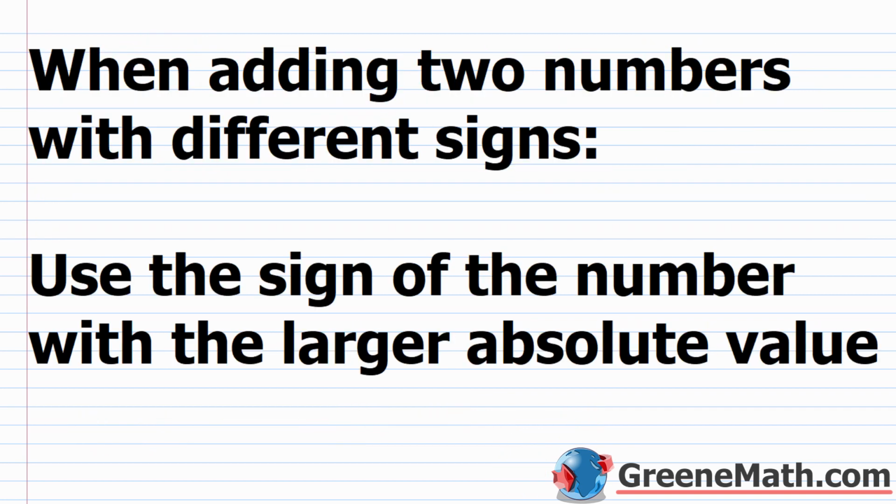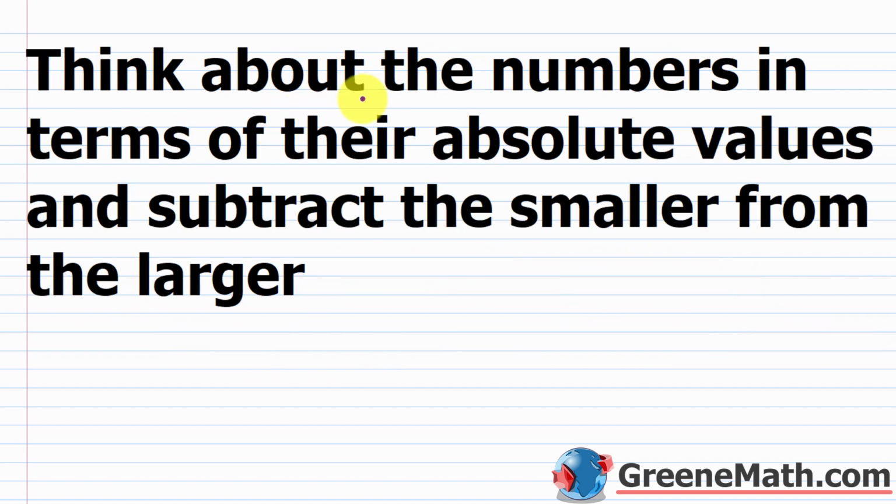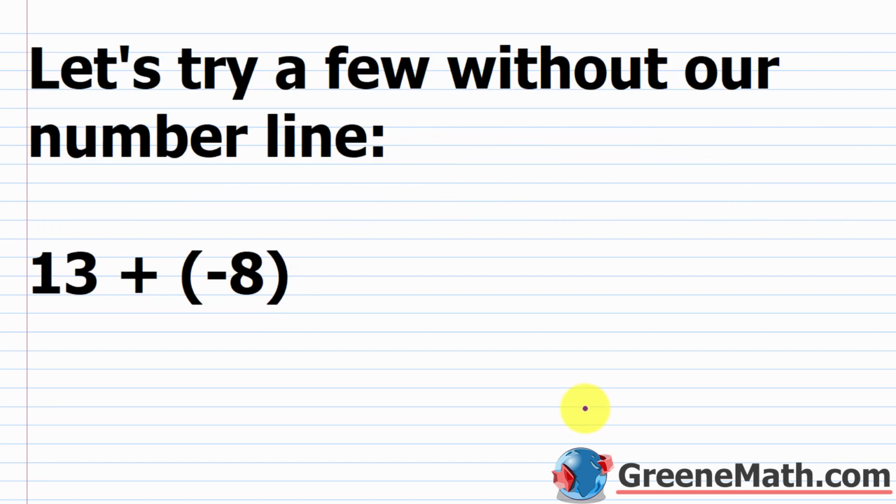All right, let's go through the procedure and then we'll just run through a bunch of problems. So when adding two numbers with different signs, use the sign of the number with the larger absolute value. Then think about the numbers in terms of their absolute values and subtract the smaller from the larger. So you're doing a subtraction problem, figure out what your sign is, and then just subtract the absolute values, larger minus smaller. That's all it is. Okay, so let's try a few without the number line.